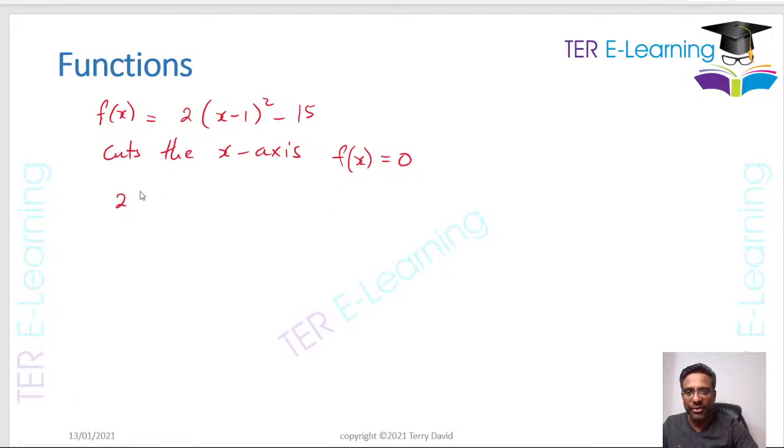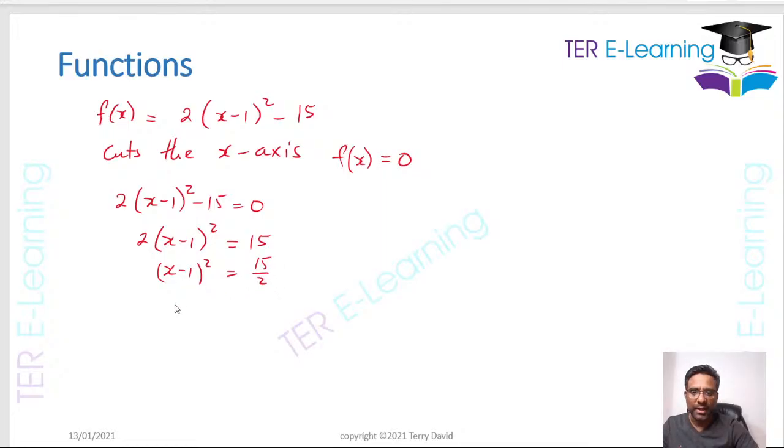So what you're going to do is this: 2 times x minus 1 squared minus 15 is equal to 0. And you're going to solve this. Once you solve this, you're going to get the answers that they're looking for. So this is going to be 2 by x minus 1 squared is equal to 15. So x minus 1 squared is equal to 15 divided by 2. x minus 1 is equal to plus or minus the square root of 15 over 2.